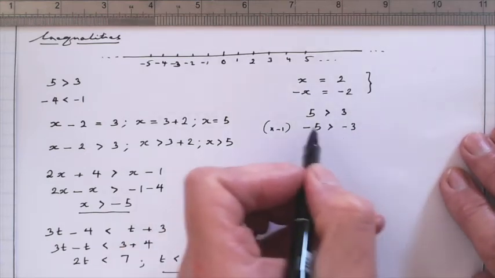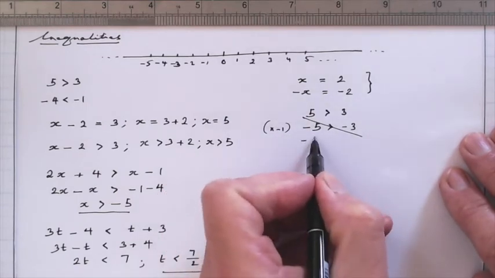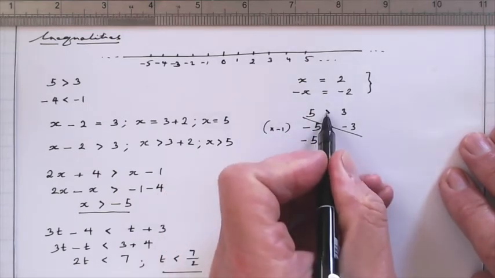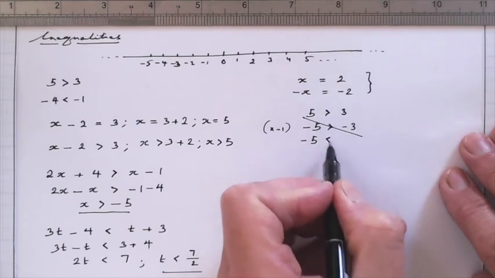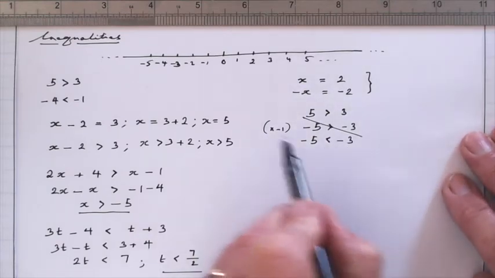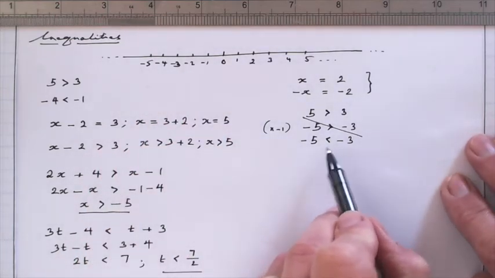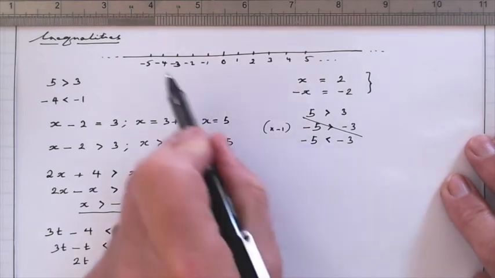So in fact, this is incorrect. If we multiply by -1, we can do that, but we have to remember to switch the sign of the inequality, and then we find, yes, -5 is less than -3. -5 is to the left of -3.